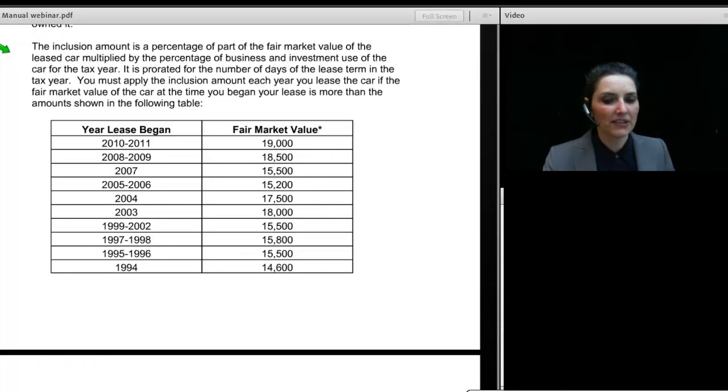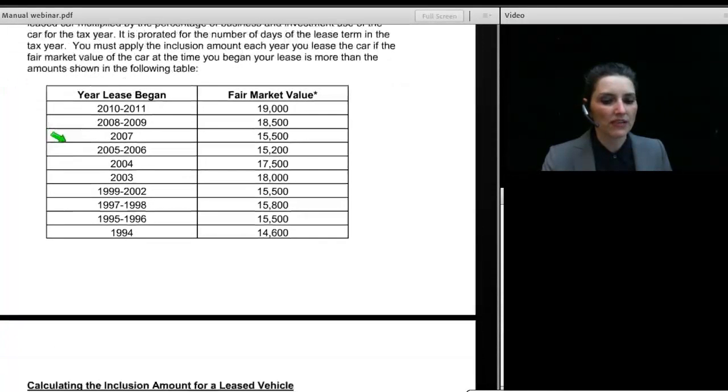The inclusion amount is a percentage of the part of the fair market value of the leased vehicle multiplied by the percentage of business and investment use for the car for the tax year. It is also prorated by the number of days in the lease term in the tax year, and you must apply the inclusion amount each year you lease the car if the fair market value of the car at the time you began your lease is more than the amount shown on the table.